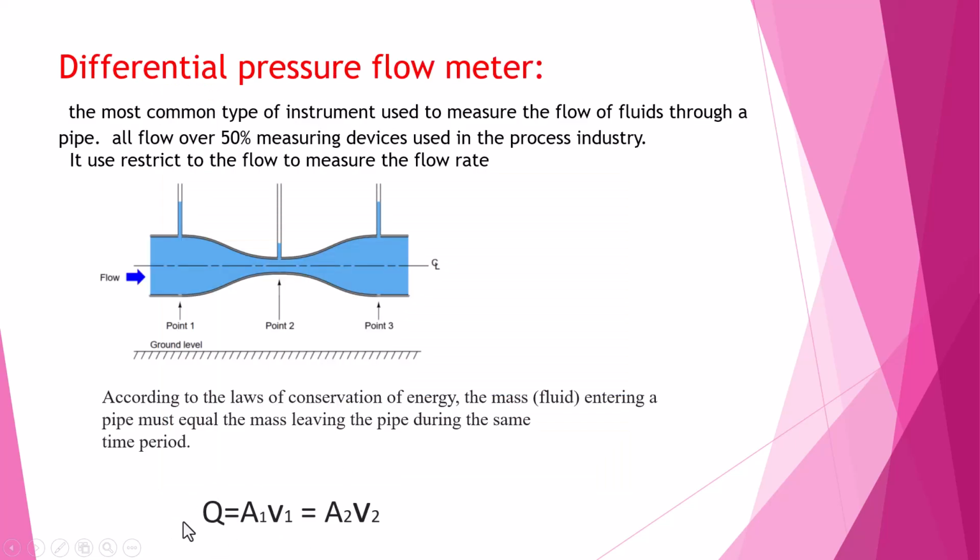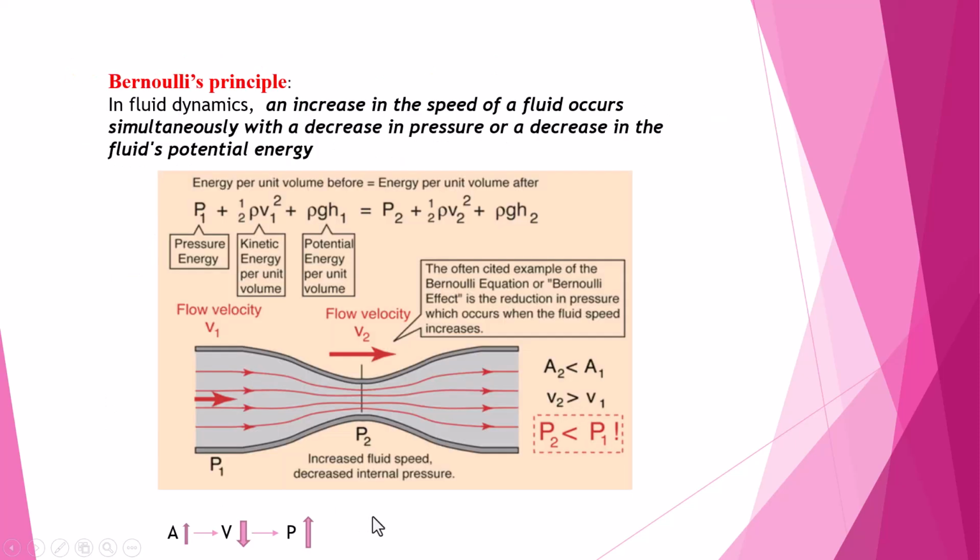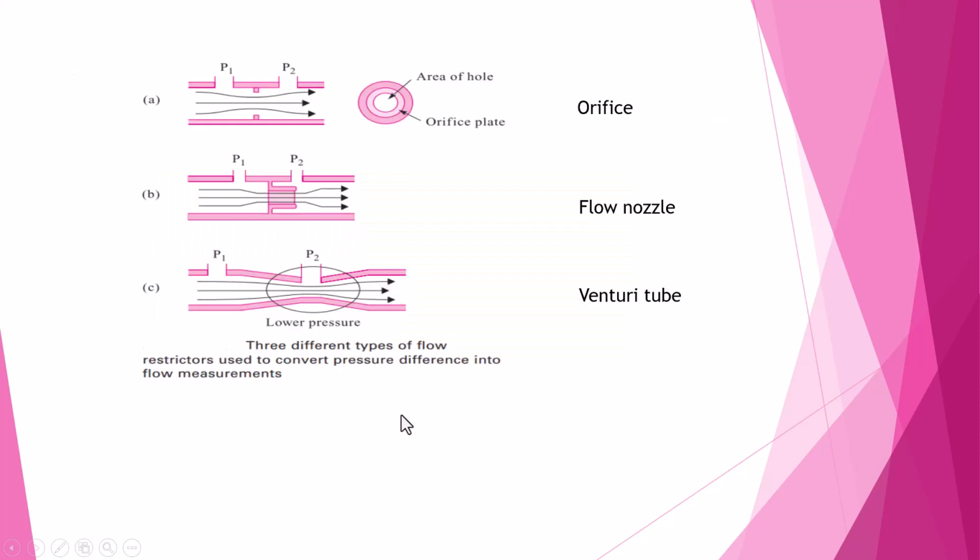Just follow this formula: A1 times V1 equals A2 times V2. Here are the three different types of flow restriction used to convert pressure differential into a flow measurement. The first one is the orifice, the second one is the flow nozzle, and the third one is the venturi tube. All three kinds are very popular in industrial fields.